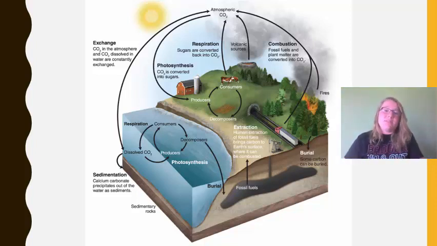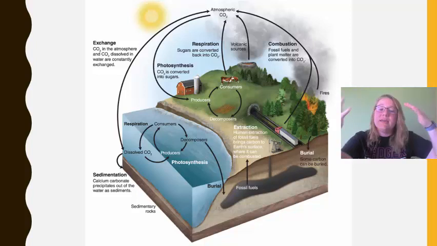There are some processes, such as volcanic eruptions, that release a bit of carbon dioxide, but honestly, in the scheme of things, it's not a whole lot of carbon dioxide. There are the processes of exchange happening between the atmosphere and the surface of the ocean, where it's going from atmospheric carbon dioxide to dissolved carbon dioxide.